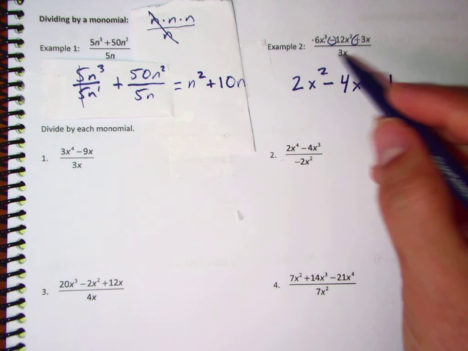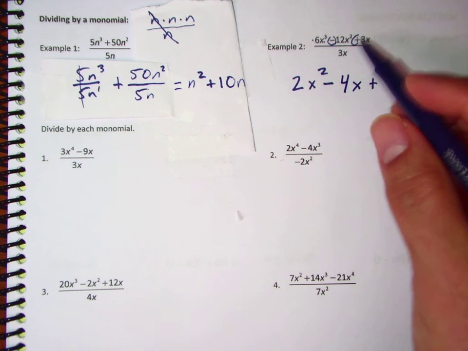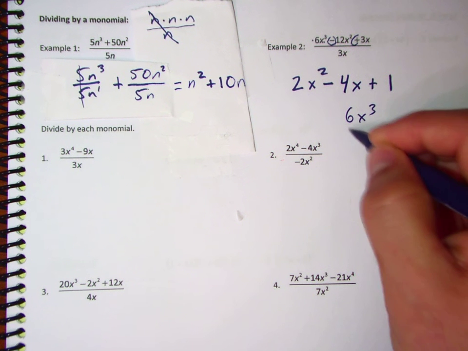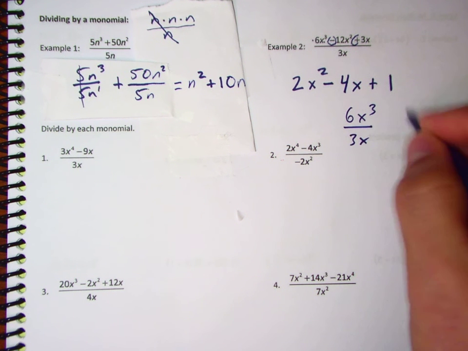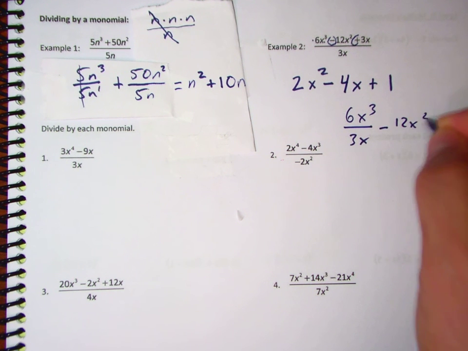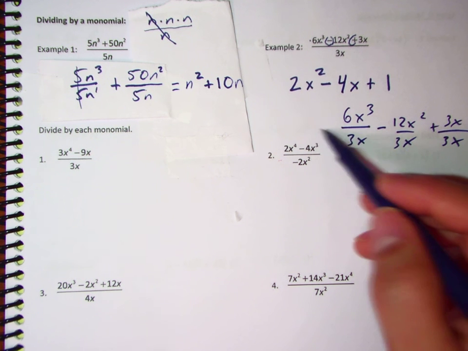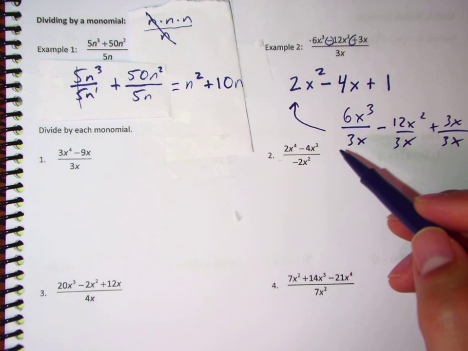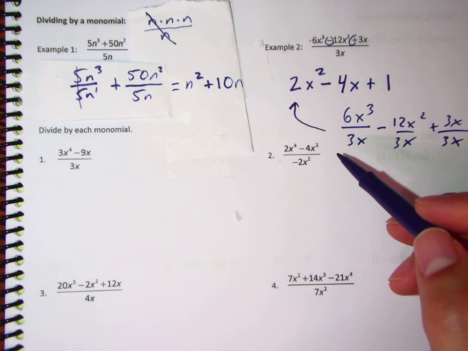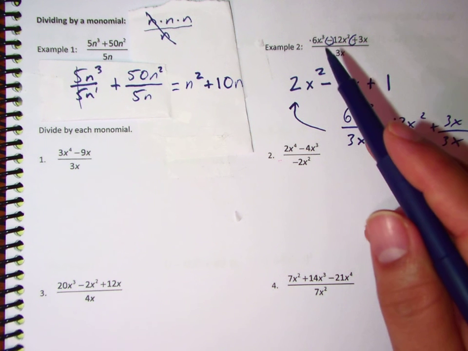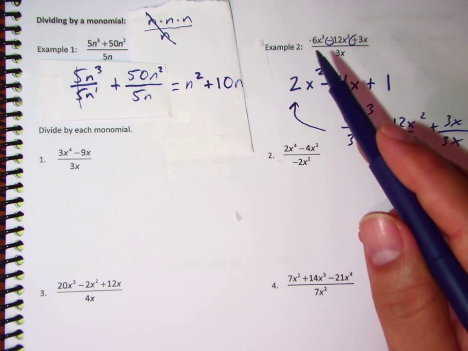Okay, now again, if you're not liking that, it's just the same as 6x cubed over 3x minus 12x squared over 3x plus 3x over 3x. So this would be the intermediate step, which leads you right to that answer. So whatever you are comfortable with is fine. This is not too difficult. You just got to make sure that you are careful and divide everything, not just a single term.